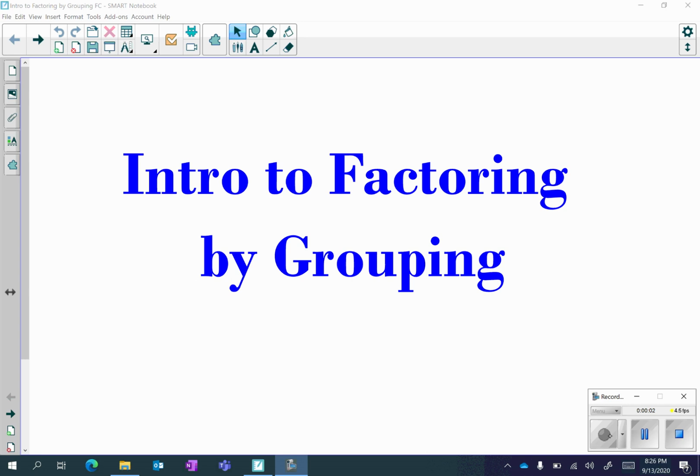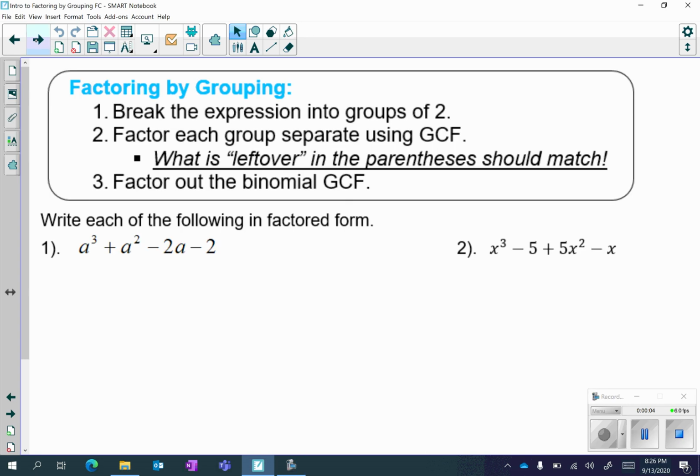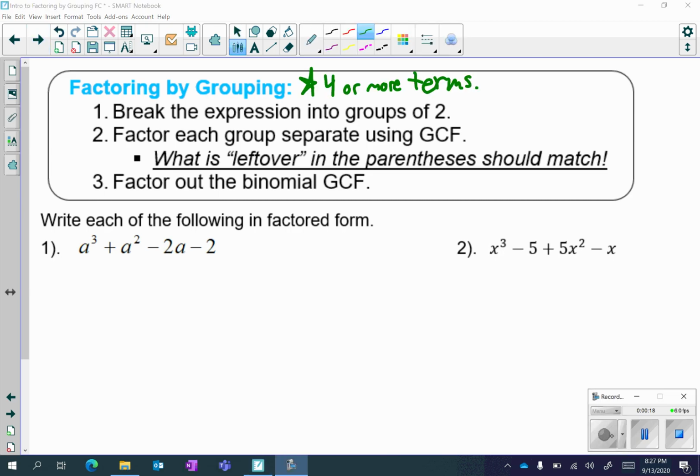Welcome to Intro to Factoring by Grouping. The first thing you should know is that factoring by grouping can only be done if you have 4 or more terms. For example, 4 terms, 6 terms, 8 terms, and so on, but it has to be at least 4. What you're going to do is take your expression and break it up into 2 groups.